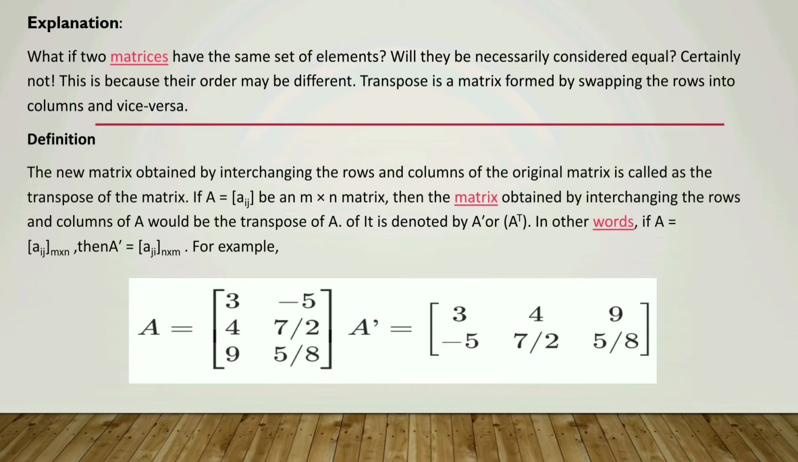For example, if A equals [3, -5, 4; 7/2, 9, 5/8], then A transpose equals [3, 4, 9; -5, 7/2, 5/8].